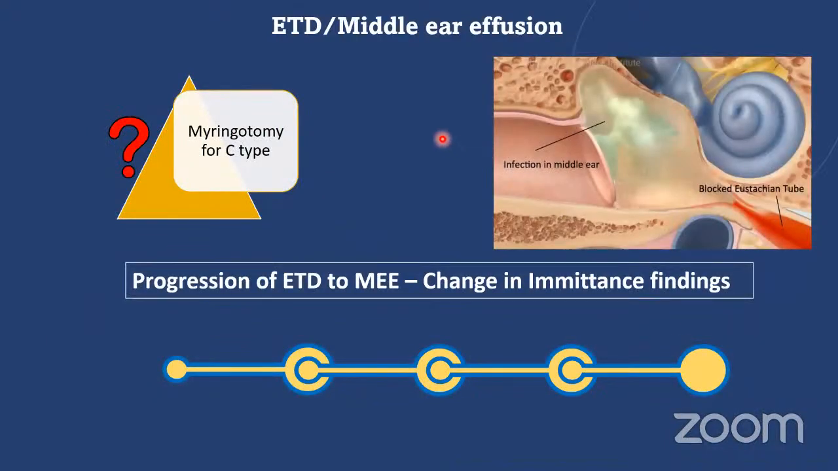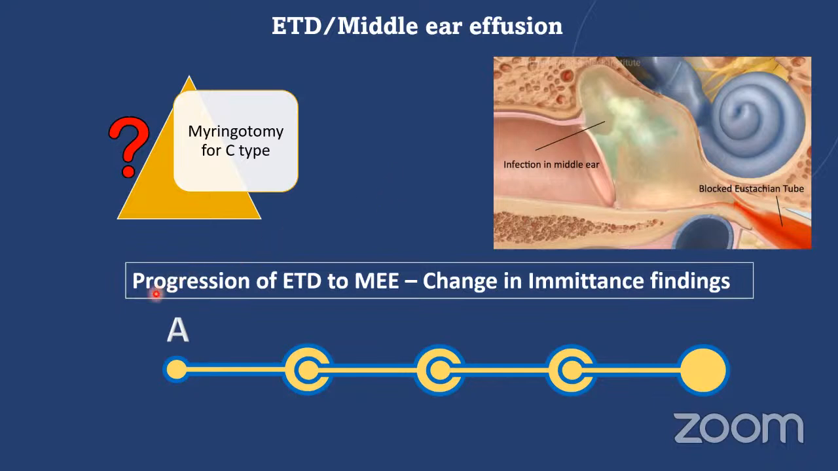So the third case was the case of Eustachian tube dysfunction. There was a confusion about whether we should go for a myringotomy or not, because it is common knowledge that the C-type tympanogram is associated with Eustachian tube dysfunction. That means there is a retraction happening at the middle ear, but it may not always be the case. So we should not be very adamant about the imitance finding, because in the progression from Eustachian tube dysfunction to middle ear effusion, there is a change of the tympanometric finding, or the imitance finding.